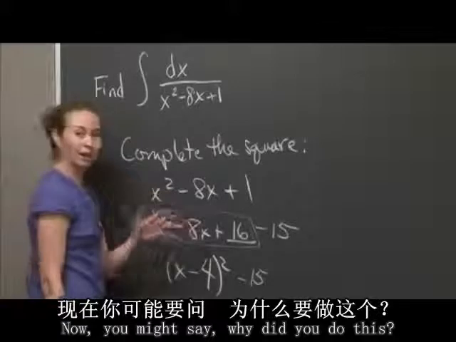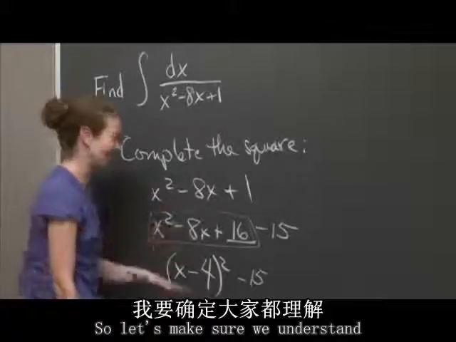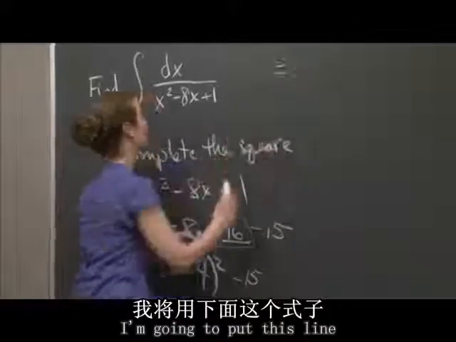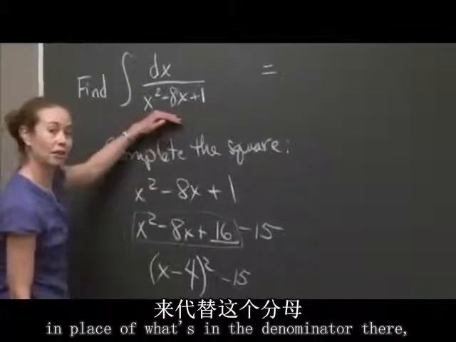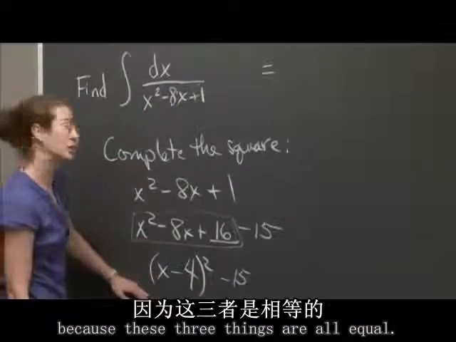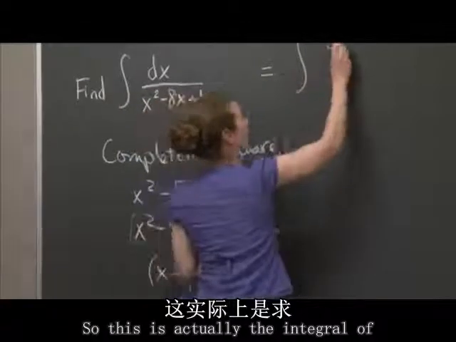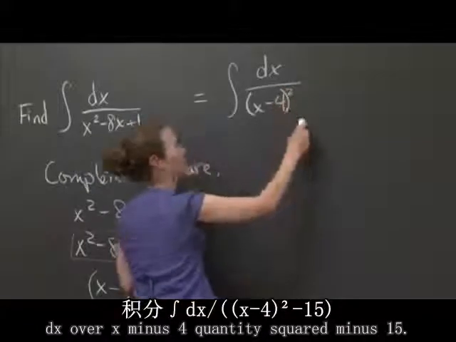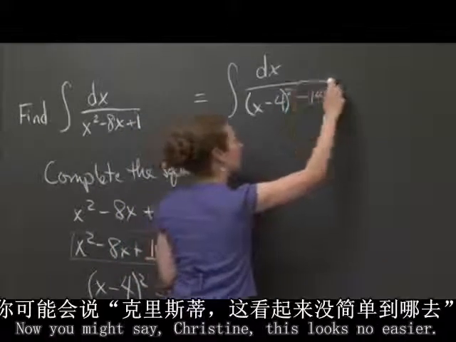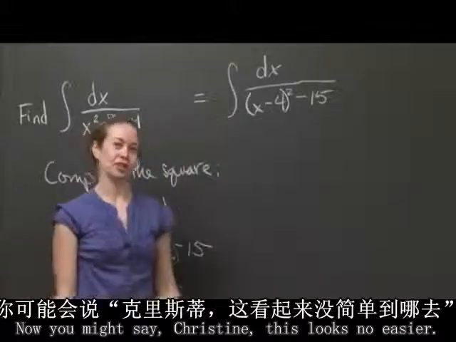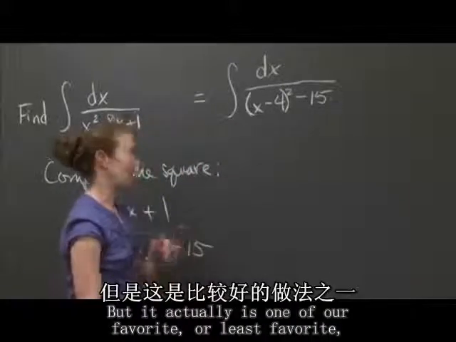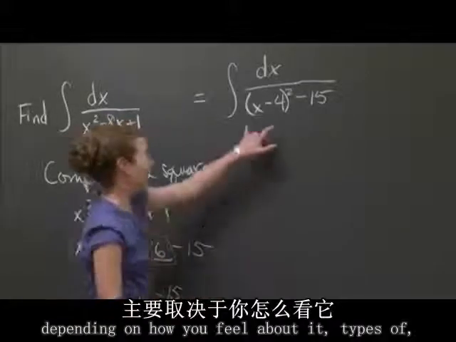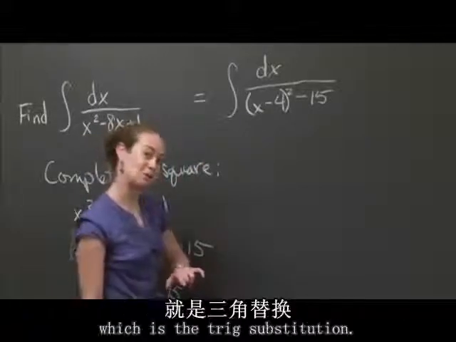Now you might say, why did you do this? Let's make sure we understand why we're completing the square on this. If we come back, I'm going to put this line in place of what's in the denominator, because these three things are all equal. So this is actually the integral of dx over x minus 4 quantity squared minus 15. Now you might say, Christine, this looks no easier. I don't know why you did this. But it actually is one of our favorite or least favorite, depending on how you feel about it, types of tricks, which is the trig substitution.